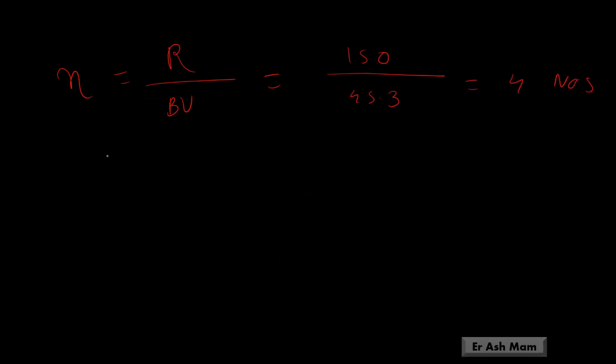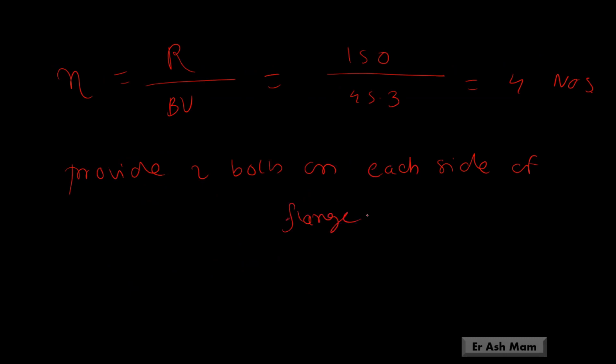And required number of bolts, again the formula is the same, that is reaction upon bolt value, or VD. Now that reaction is 150, 300 upon 2, and bolt value is 45.3. Therefore number of bolts is 4 numbers. Provide 2 bolts on each side of flange.